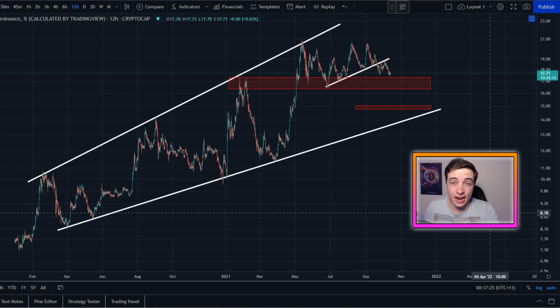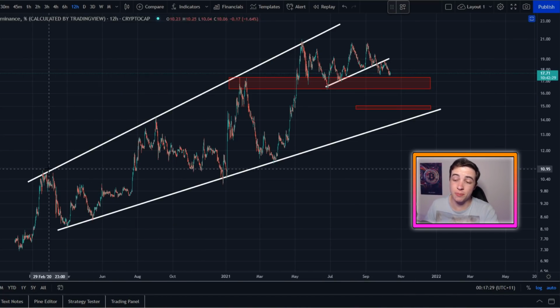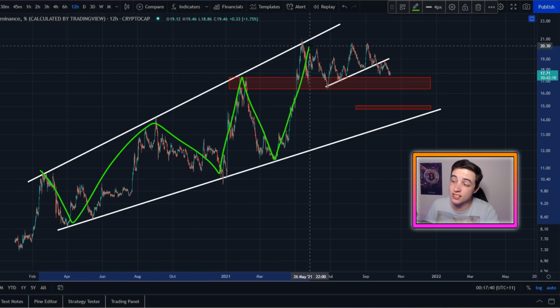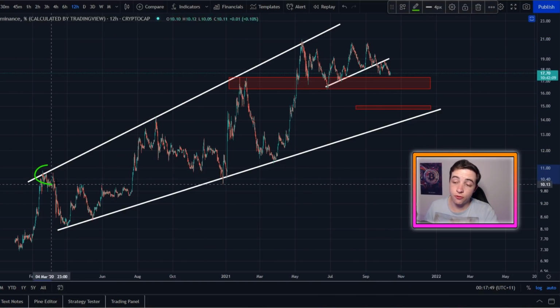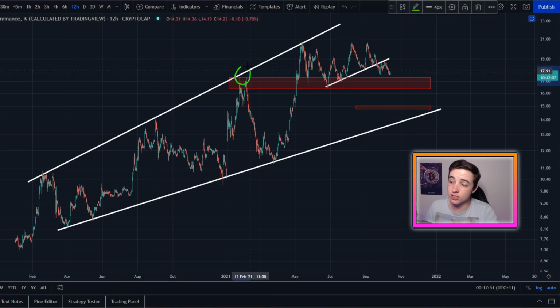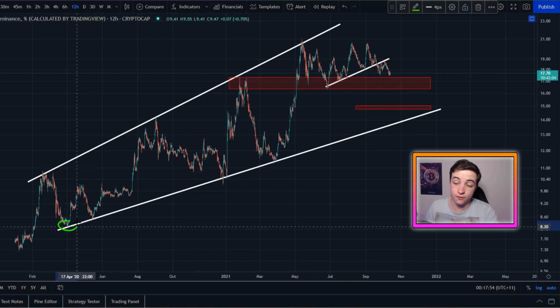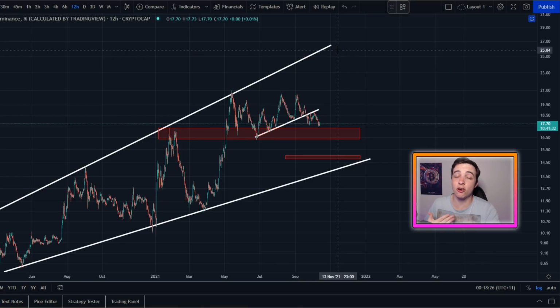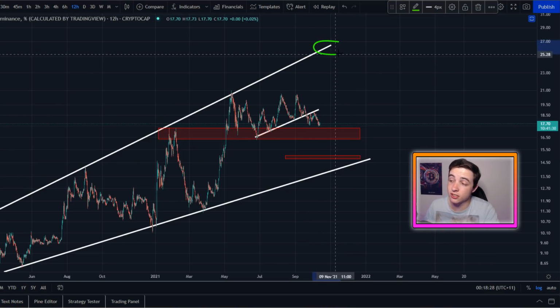And zooming all the way out, something very interesting about the Ethereum dominance chart is since pretty much the beginning of 2020, so nearly over the past 2 years, the Ethereum dominance has been forming this giant ascending broadening wedge. We've seen 4 perfect touch points along this line of resistance, and we've also seen 4 perfect touch points along this line of support.